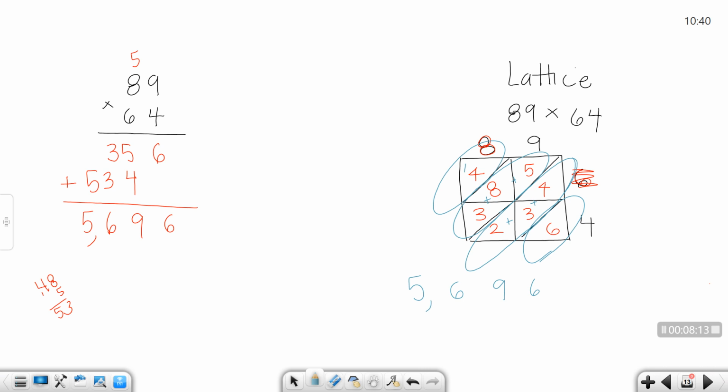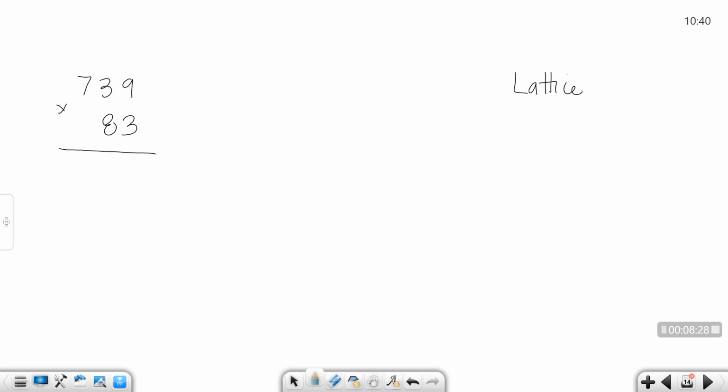The hardest part of this one, other than wrapping your mind around that I'm giving you a new way to learn it, is to draw your diagonals the right way. The only reason I ever miss this one is I draw the diagonals the incorrect way. Okay, so let's try one more of those. This one's a little bigger.